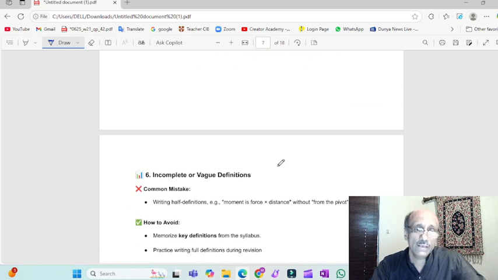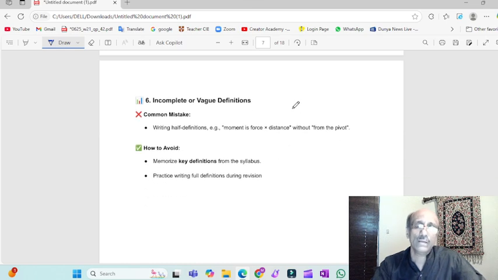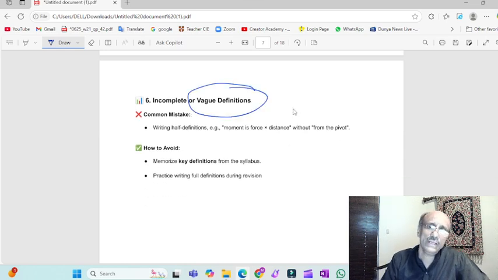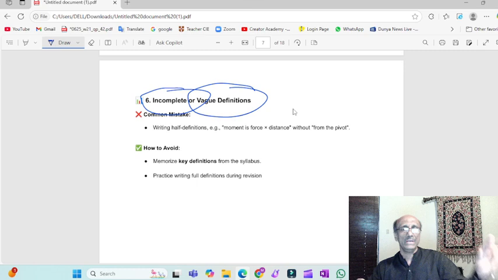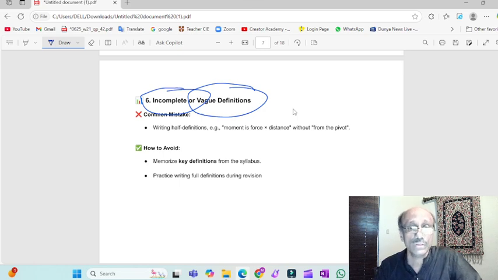Then another common mistake, incomplete definition or vague definition. For example, they will ask what is meant by kinetic energy, and you will write down the definition of Ohm's law. So this is really, really very incorrect information. Or for the incomplete definition, for example, they will ask what is meant by moment of a force. So moment of the force is the product of force and perpendicular distance from pivot. If you do not write down the term perpendicular from pivot, you will not get marks.